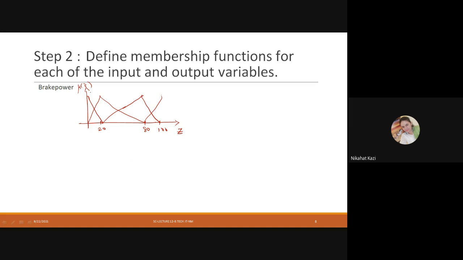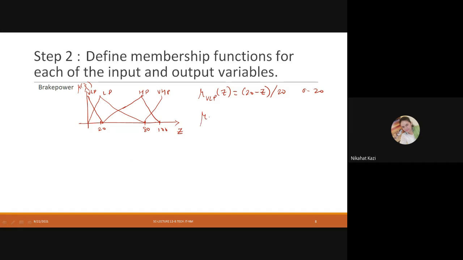Right? So these are the brake powers that we had decided: very low power, high power, very high power. And you define here, so very low power of Z. We will write 20 minus Z, right? 20 minus Z divided by 20. Range is 0 to 20.